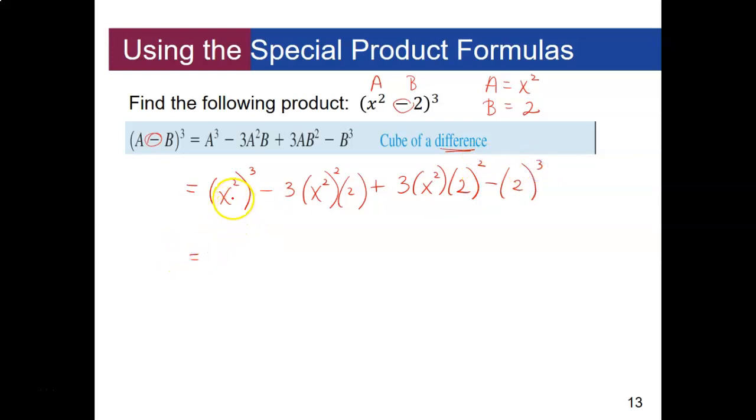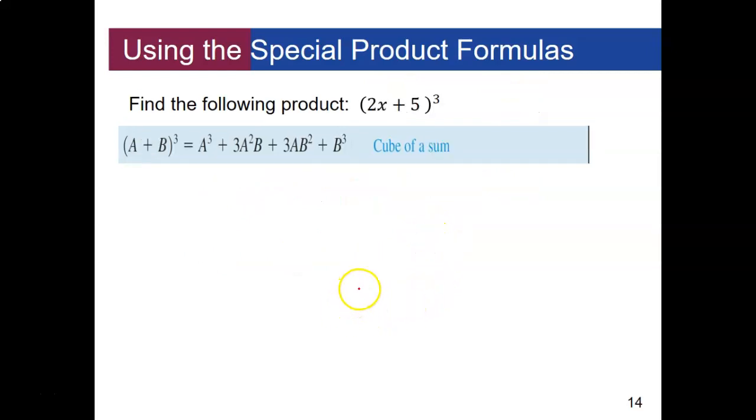Okay, so this is going to give me, we know that when we raise it to a power, we multiply our exponent, so I'm going to have x to the 6th. Okay, so we want to do 3 times 2 will be 6, and then here we'll have x to the 4th. Okay, over here we've got 3 times 2 squared, so 2 squared is 4, 4 times 3 is 12, x squared, and then minus 2 to the 3rd is going to be 8. So we should end up with x to the 6th minus 6x to the 4th plus 12x squared minus 8.